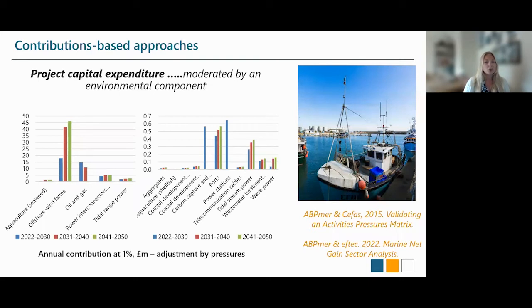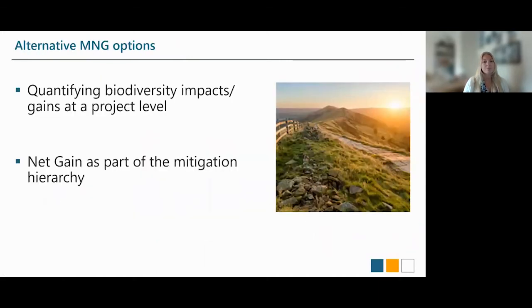And as you can see, offshore wind was one of the highest contributors, and that contribution increased across that period up to 2050. Oil and gas was also quite a high contributor, but you can see that after 2041, here, that contribution really drops off. And then other higher ones were power interconnectors and tidal range power. And then all of the other contributions were made up from this vast range of other industries.